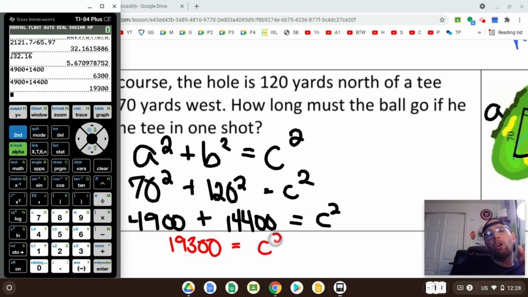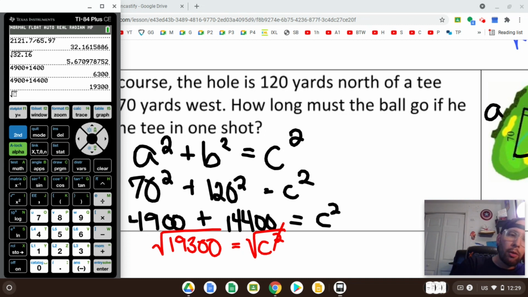Is C all by itself? No. What's in the way? The squared. How do I undo a square? Square root it, of course. Usually when we take the square root of both sides to solve an equation, we attach a positive or negative symbol. But since this is Pythagorean Theorem and it only deals with length, you can't have a negative length. So second, square root.